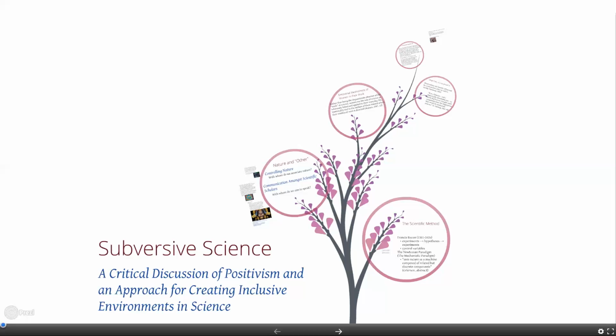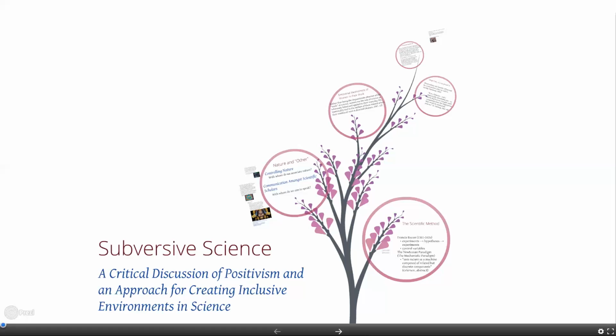So this is a critical discussion of positivism. Has anybody ever heard that term or used that term? Heard it used? Not so much, okay. Positivism is really another way of saying the reductionist certainty of the scientific method. So positivism is another term for the way in which we do science through hypothesis testing, if you will. And then an approach for creating inclusive environments in science.